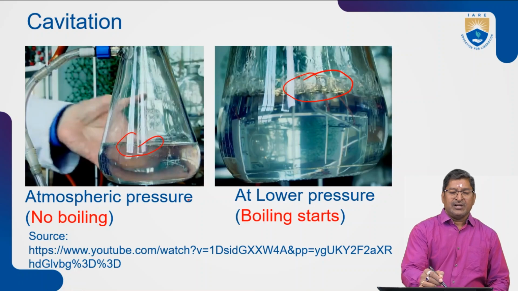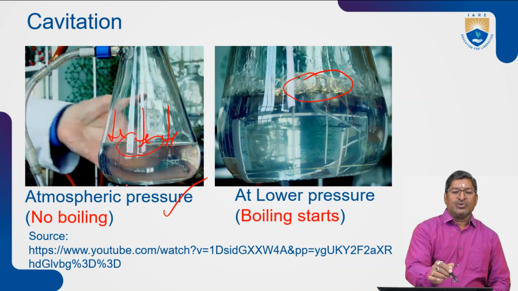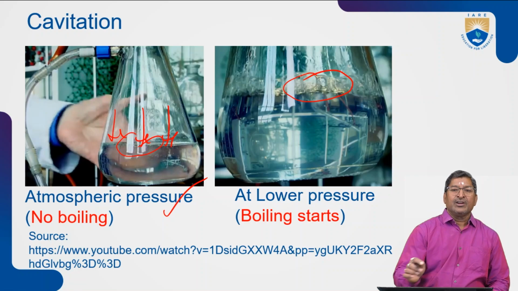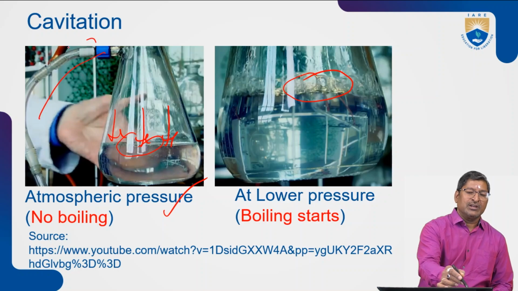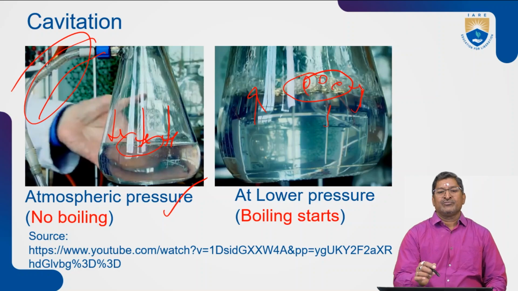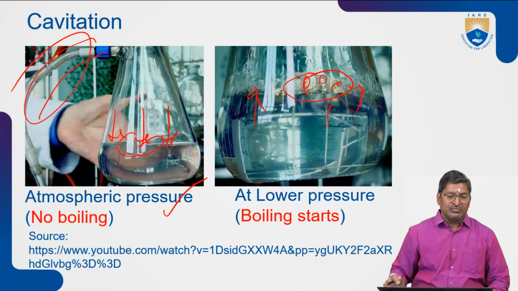In the first case no bubbles are there, because atmospheric pressure is exerted in the beaker, equal to the energy in the water. Whenever, by means of this tube, you remove the air, that means you are lowering the pressure inside, the water will automatically be converted into gaseous form. You can observe the bubbles here. So at low pressure, water will get into bubble form, gaseous form.